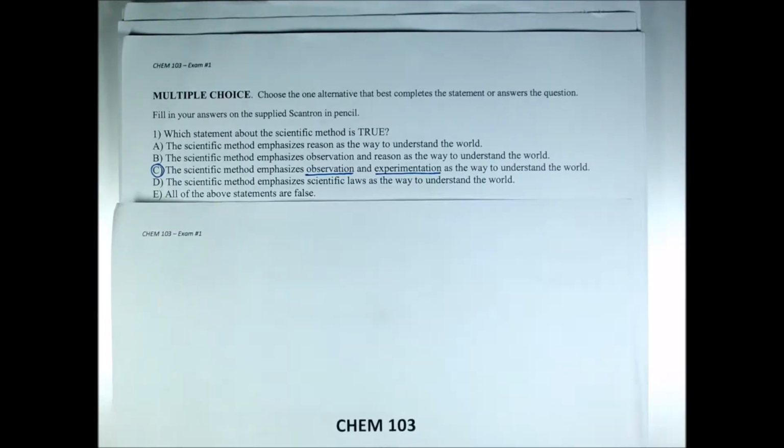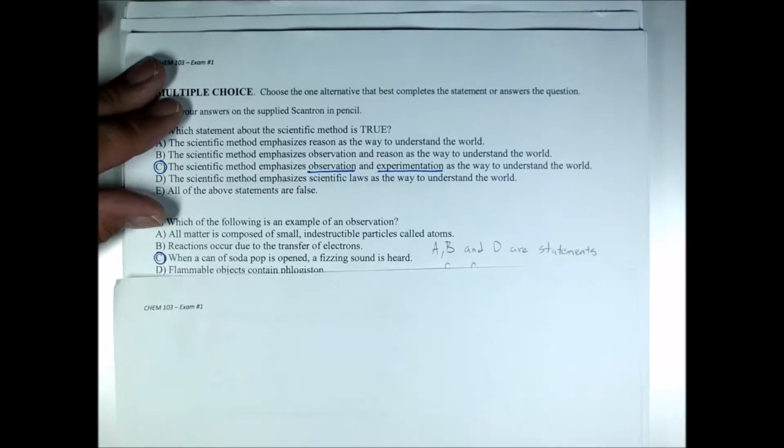All right, let's go ahead and take a look at exam 1 here. First question, which statement about the scientific method is true? The key words here that you needed to look for were observation and experimentation. So C was the correct response.